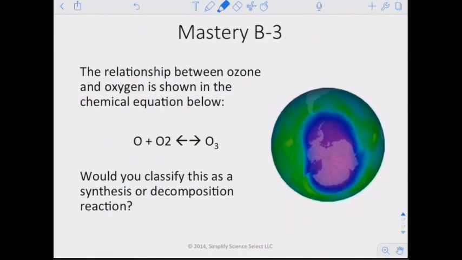And our mastery level question says the relationship between ozone and oxygen is shown in the chemical equation below, and asks, would you classify this as a synthesis or a decomposition? We would classify this, since we have that arrow going backwards and forwards, as an equilibrium. And so we would say that ozone is synthesized and then ozone is decomposed and breaks apart, because it's an equilibrium going back and forth.